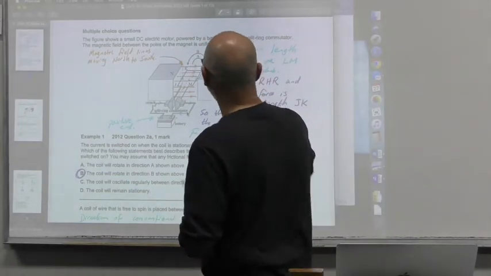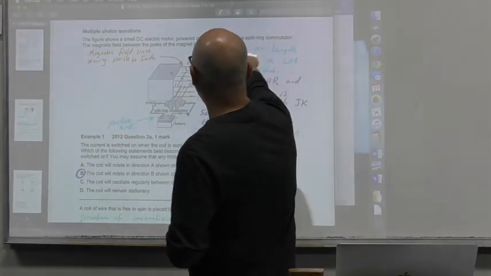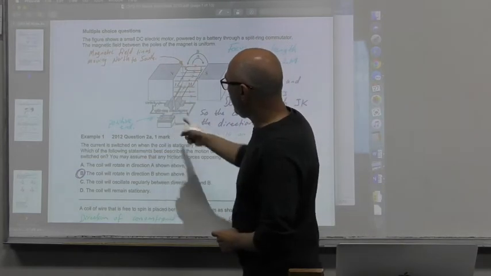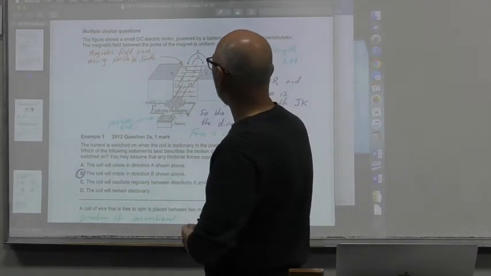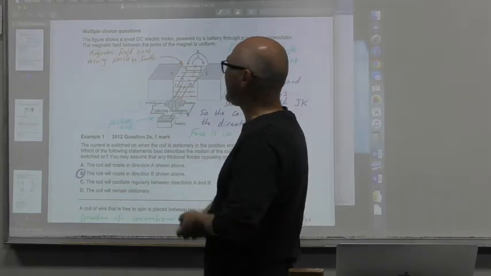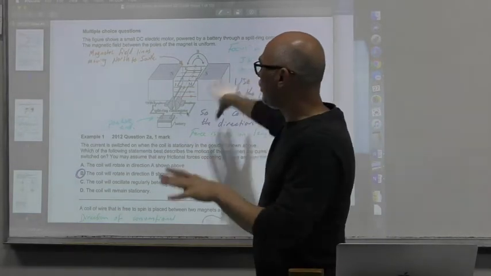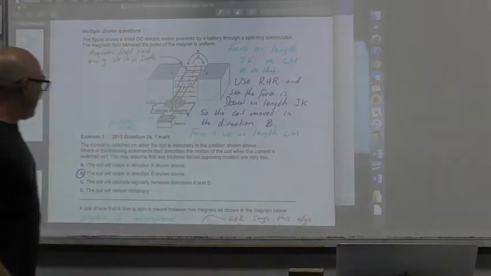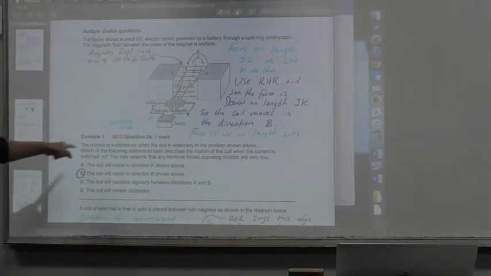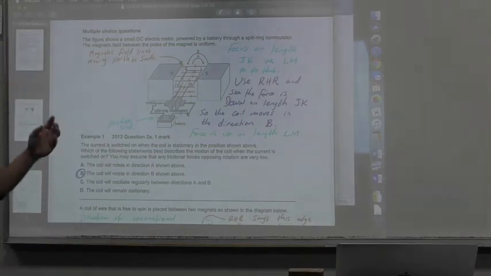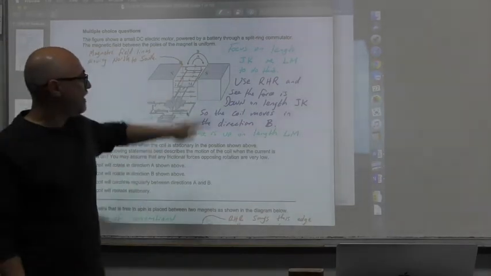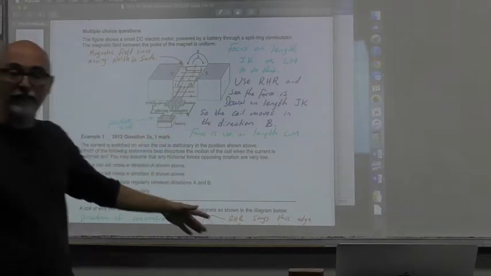Okay, nice and basic. Okay, through a split ring commutator, there it is. There's a split through the middle that you can see. The magnetic field between the poles of the magnet is uniform. All right, they say all the rules. Okay, so what I do is, this is the current. There's a switch here that's shown that's open. So the current is switched on and the coil is stationary in the position shown above. That's ideal. In that position, you would expect it to move.